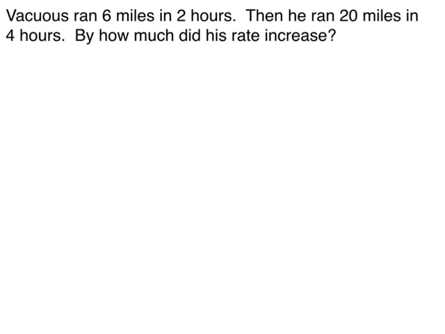Alright, Vacuous ran 6 miles in 2 hours. 6 miles in 2 hours would be 3 miles per hour. Then he ran 20 miles in 4 hours. So 20 divided by 4 is 5 miles per hour. By how much did his rate increase? Well, it went from 3 per hour to 5 per hour, so it increased 2 miles per hour.